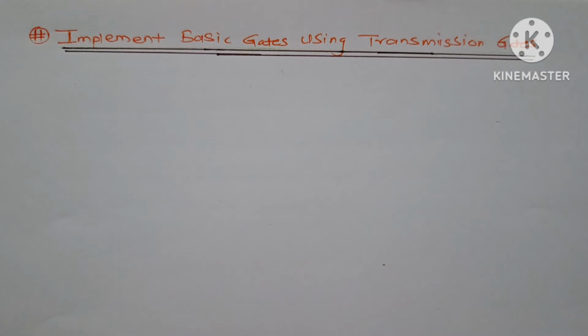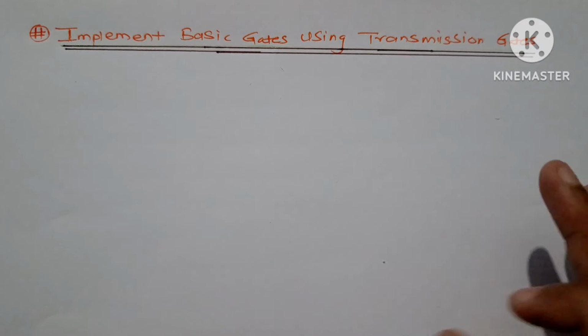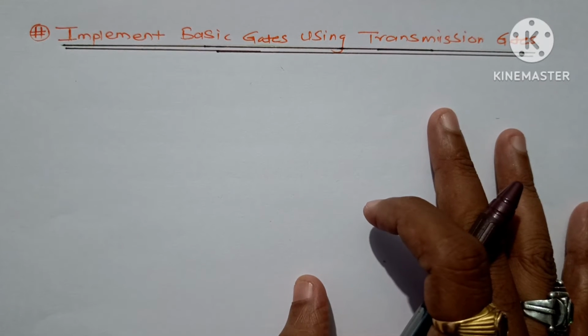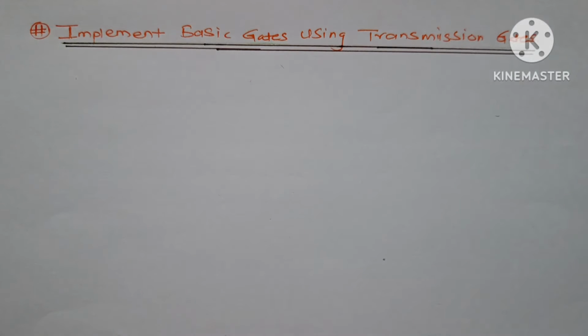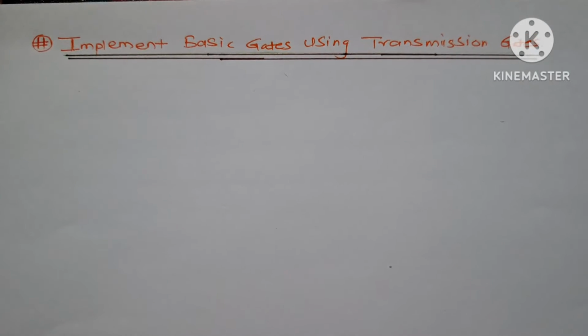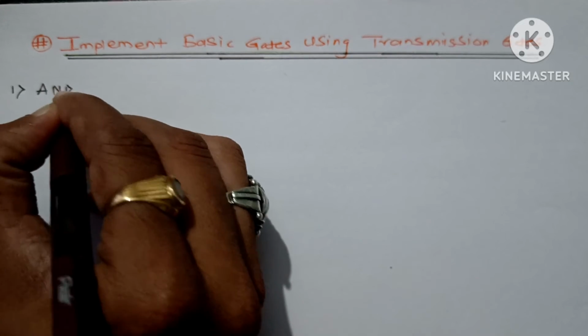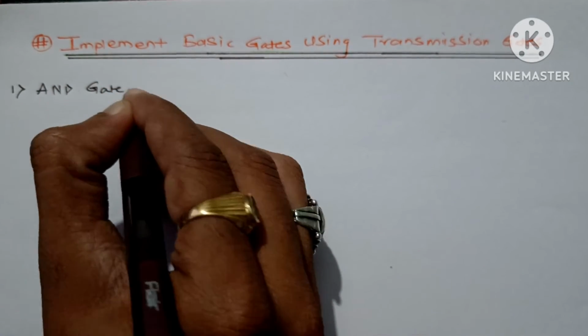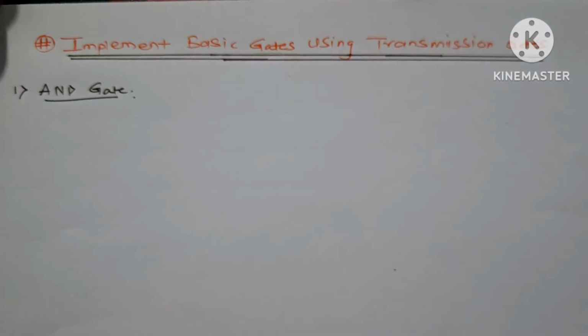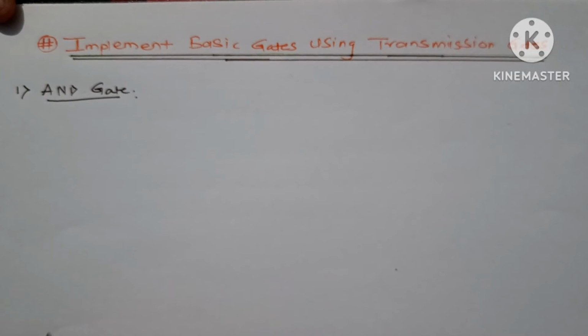Using our transmission gate, we are going to implement basic gates, universal gates, and special gates. In our earlier video, we discussed what a transmission gate is and how it works. So let us start. The first gate that we are going to implement will be our AND gate. First of all, we'll draw its truth table and then we'll see its implementation.